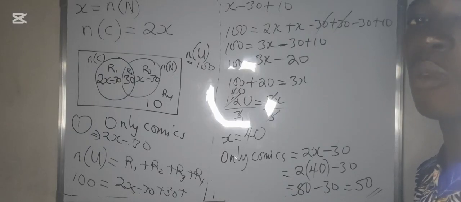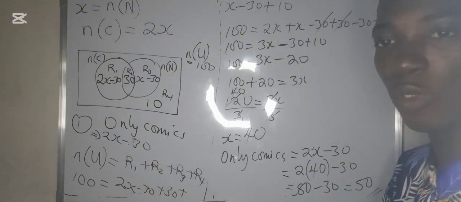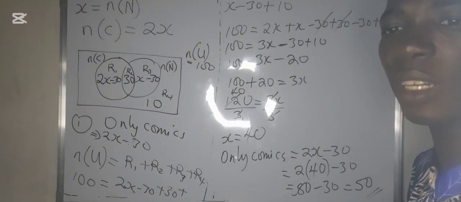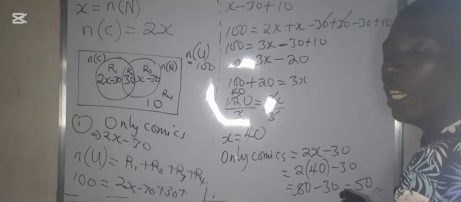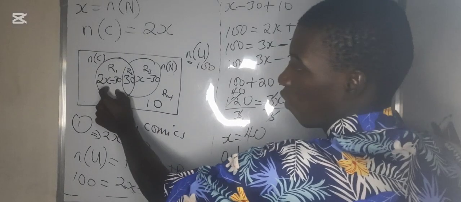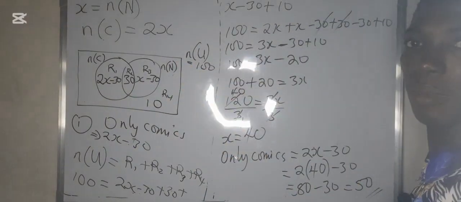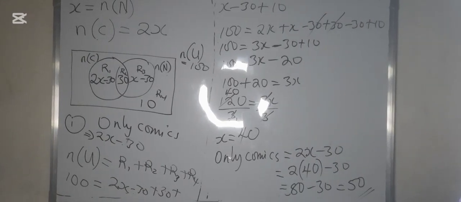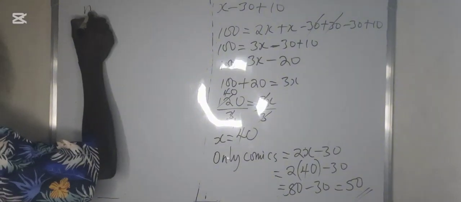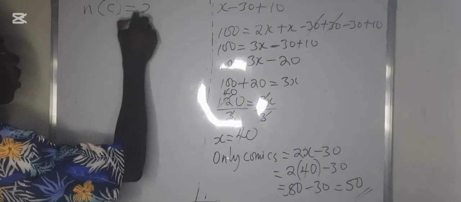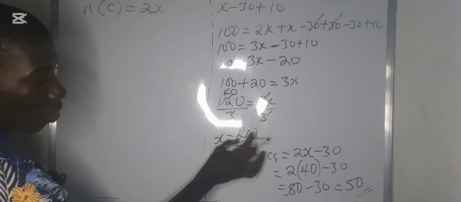But we also have another question here, which is Roman figure 2. It asks how many students read comics. This time around, not comics only, but comics. Remember, comics only is 50. That will be the first region. Now let's find out how many students read comics. The number of students who read comics, we said, is 2x. That is twice the number of students who read novels.